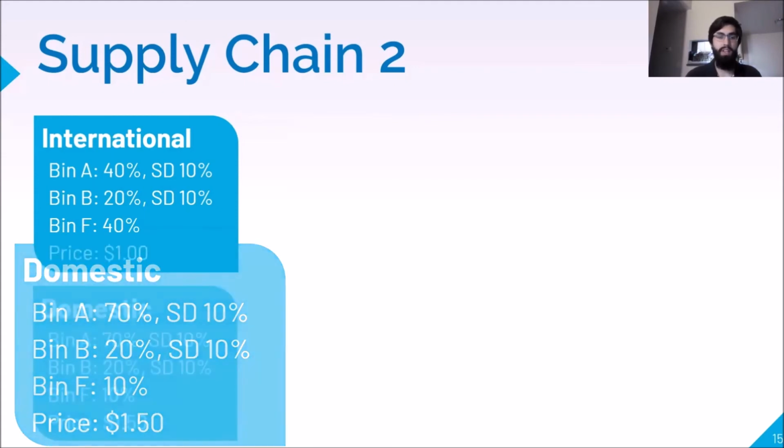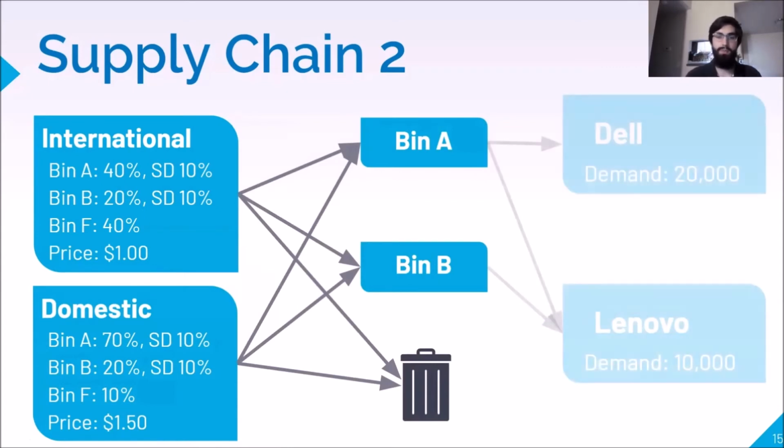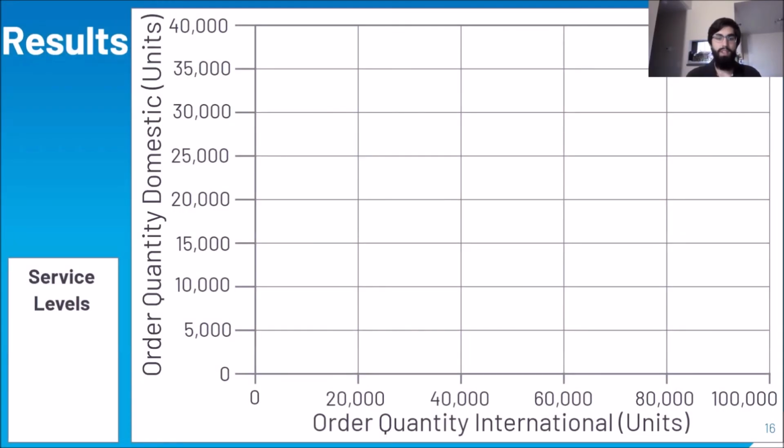Just as in last time, after we order some from these suppliers, by the randomness, some will get sent to bin A, some to bin B, and some will be failed. We had the same two assemblers as last time, Dell and Lenovo, with the same demands. This is plotted a little bit differently. On the x-axis, we have the order quantity from that international supplier, or the same supplier as in the first supply chain. On the y-axis, we have the order quantity from the domestic supplier, the new one that costs more and has a higher binning A rate and a lower failure rate.